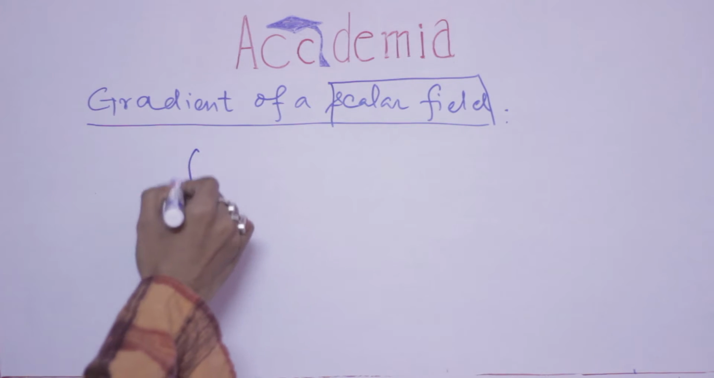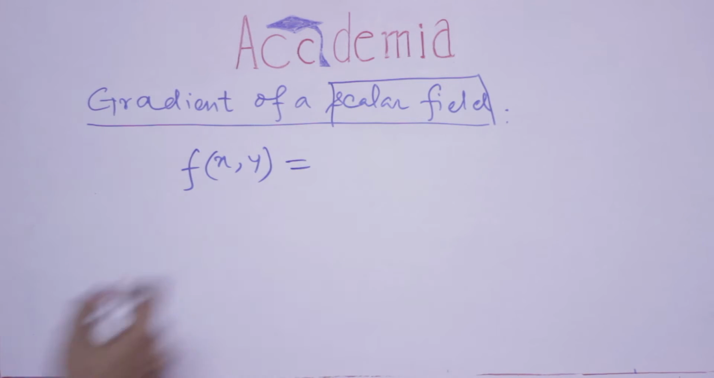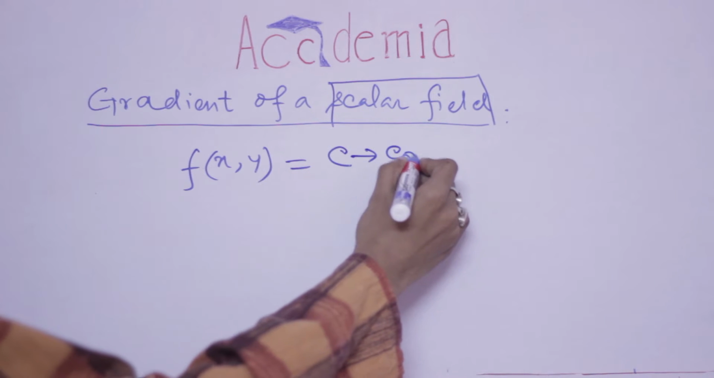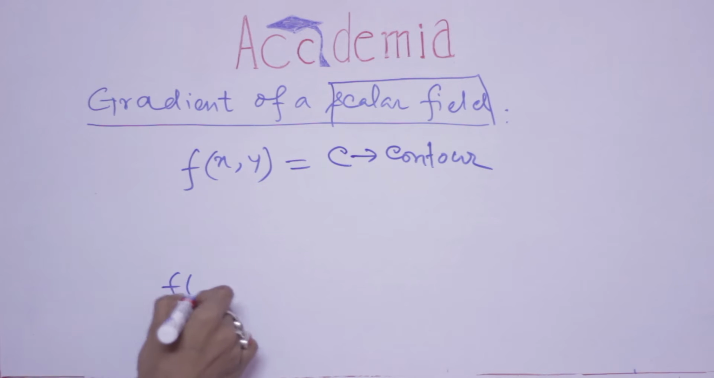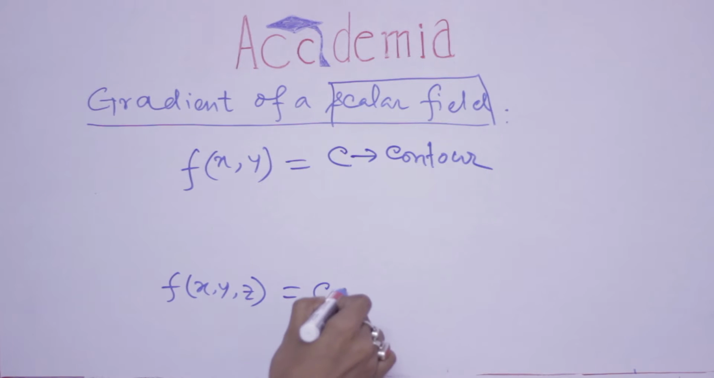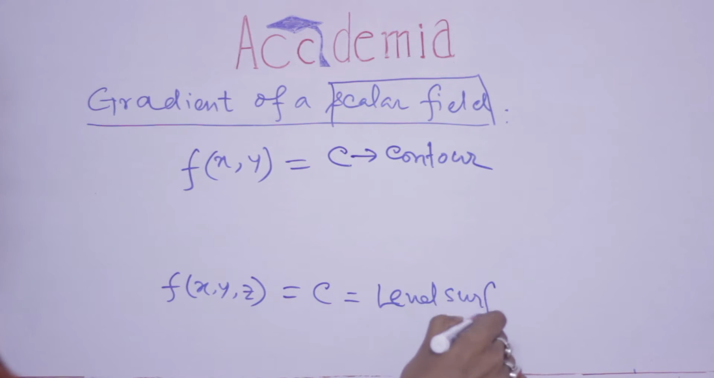Suppose we have a region of points where f(x, y) is constant for each and every point. Say f(x, y) is equal to c, where c is some arbitrary constant. Now, if it is a two-dimensional region of points, then it will produce a contour. If it is a three-dimensional region of points, it will produce a level surface. So, f(x, y, z) equals c will produce a level surface.